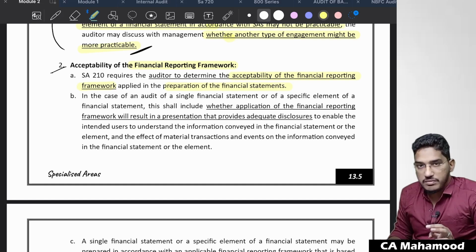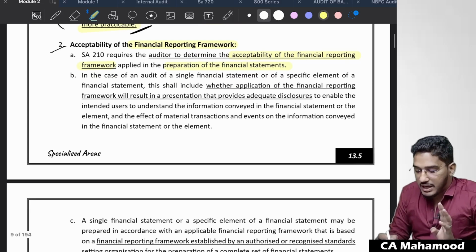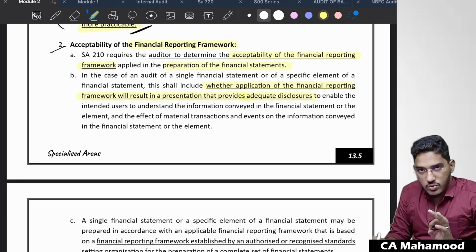So what financial reporting framework they are following in the preparation of financial statements, whether it is acceptable or not, I need to determine. In the case of audit of a single financial statement or a specific element of the financial statement, this should include whether application of the financial reporting framework will result in a presentation that provides adequate disclosure to enable the intended users to understand the information conveyed in the financial statement or the element, and the effect of material transactions and events on the information conveyed in this financial statement or the element.